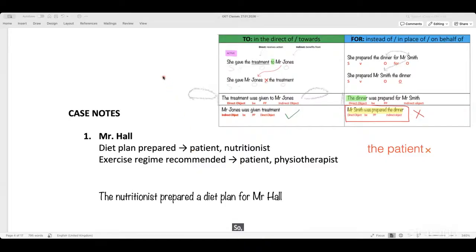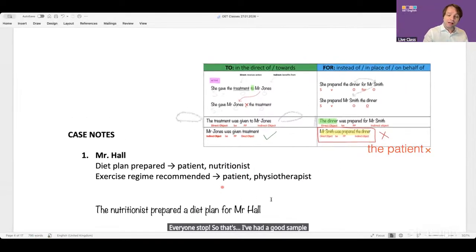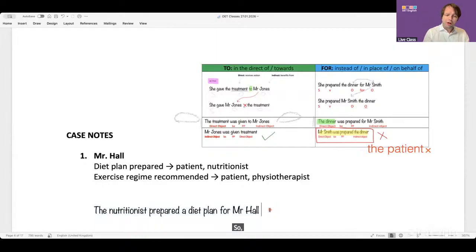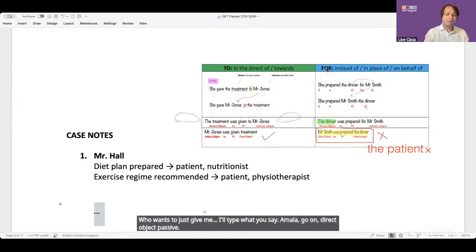So stop here, guys. Everyone stop. I've had a good sample of what you're reading and writing. I want to get some answers on the board. So put your hands up if you want to give me the direct object passive. Just say it on the microphone. Who wants to give me, I'll type what you say. Amala, go on, direct object passive of the diet.